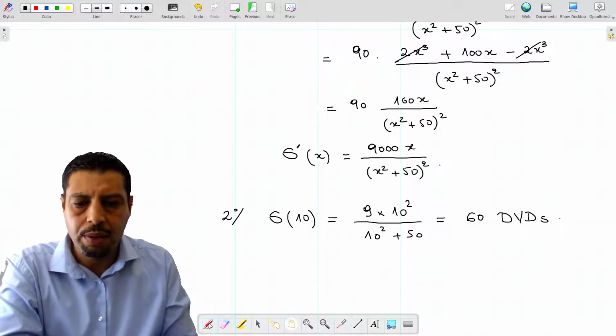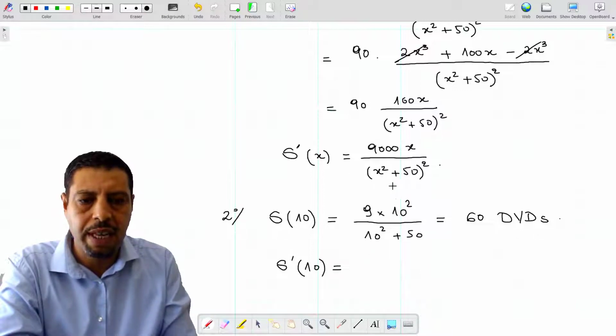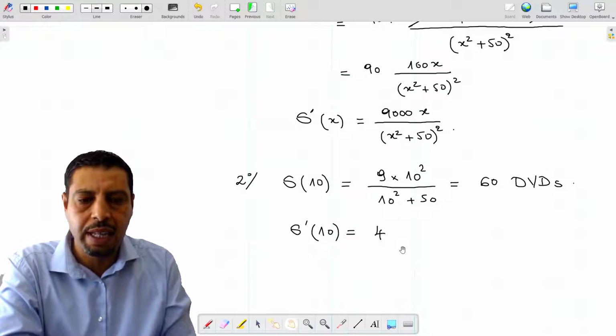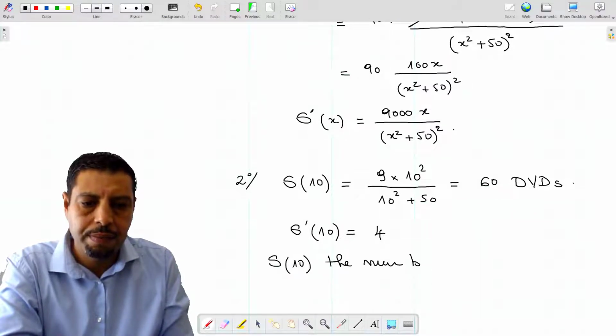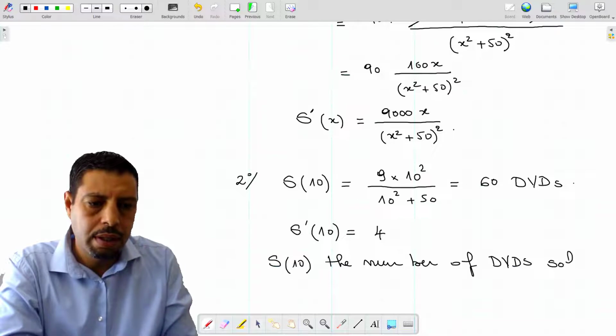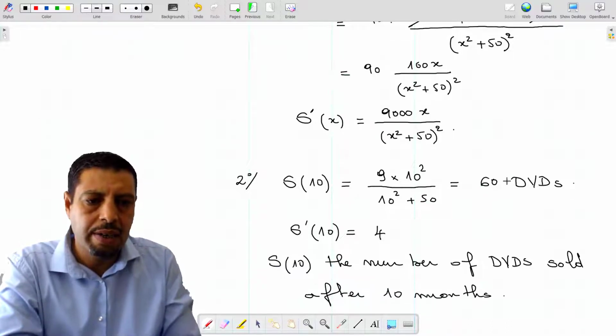Now let's compute S prime of 10. If you plug in 10 in the expression of S prime of x, you will find that S prime of 10 is 4. I will keep the units for later, because here I'm asked to write an interpretation. Let's interpret first and then we'll put the units. What is S of 10? S of 10 is simply the number of DVDs sold after 10 months. So this is why the units here is DVDs.